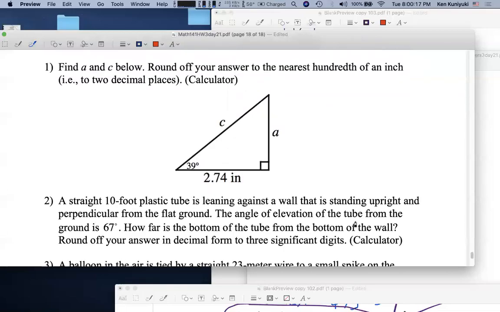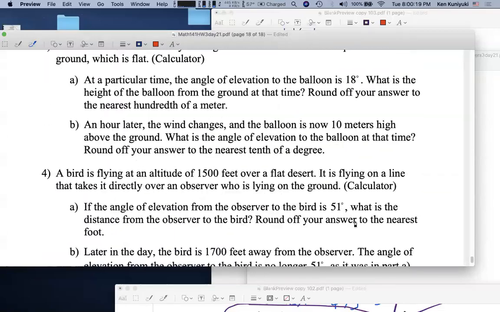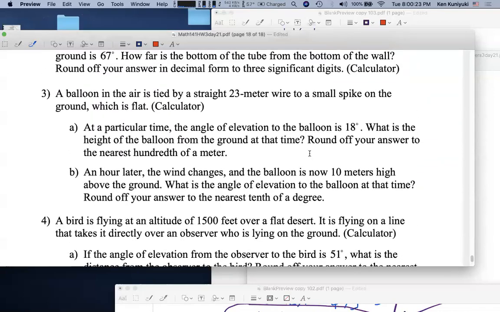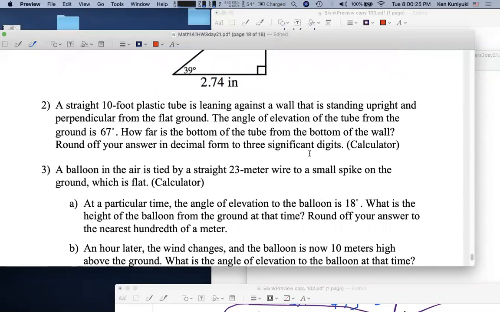Although, except maybe for the word problems, I want you to show me the model, right? You've got to show me the triangles, at least the labeled triangles for the word problems. Come on.